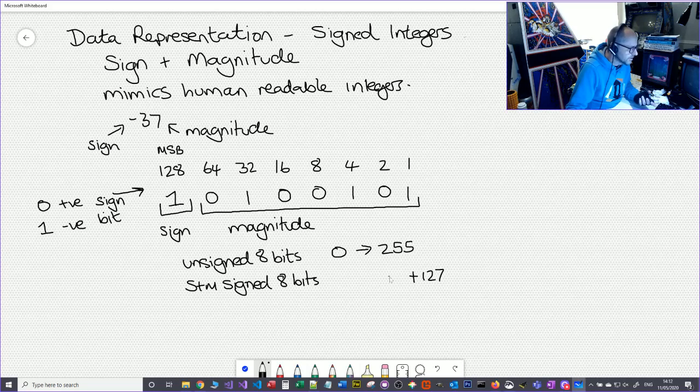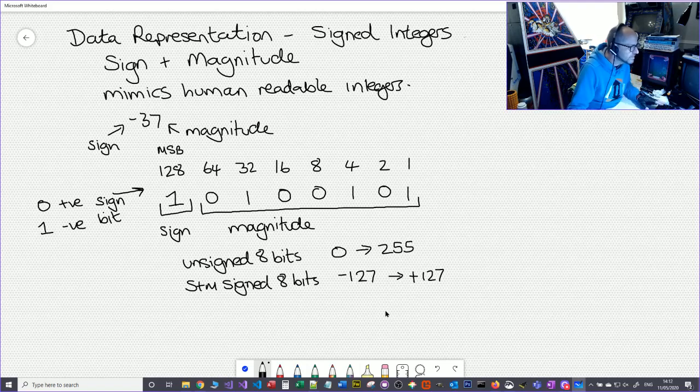But we can also have minus 127. So that is our range of numbers, minus 127 to plus 127. So whereas with an unsigned number, you can't represent these negative numbers, well, we can.